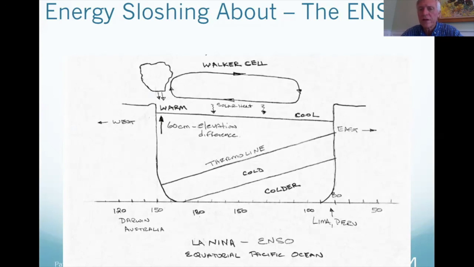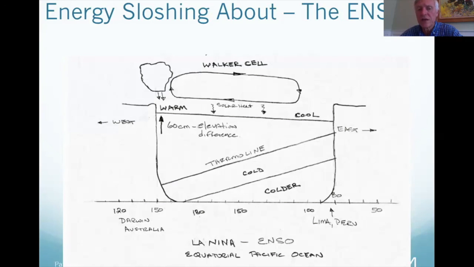If you have cool air off of Peru, and because it's cool air, the pressure is higher there, it forces air to the west out into the Pacific Ocean, where it rises out by Australia. And we get this circulation, like the sea breeze circulation, called, in this case, the Walker cell. And it actually moves water, about 60 centimeters of water, during La Nina. La Nina is when the ocean off of Peru is cool.